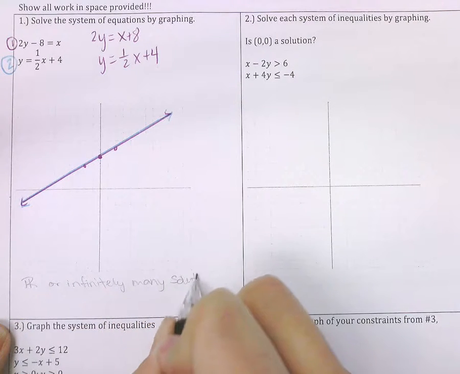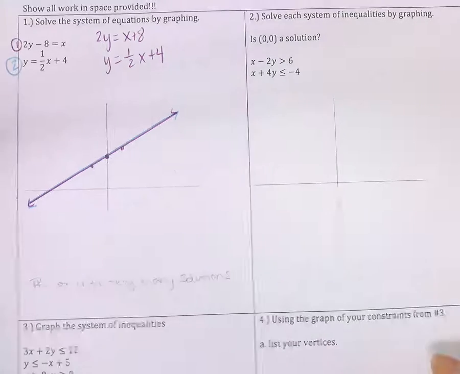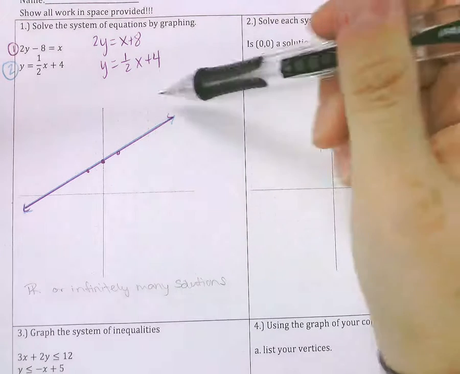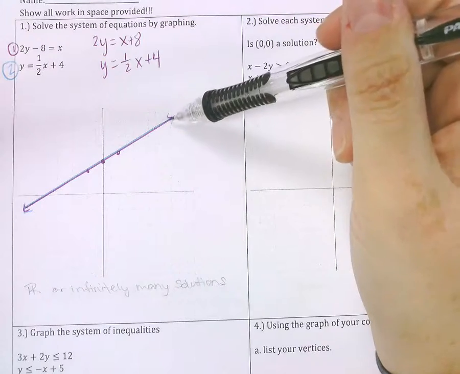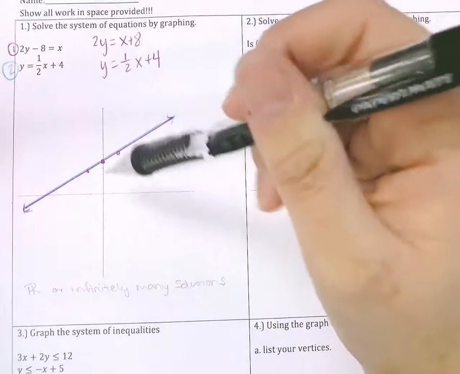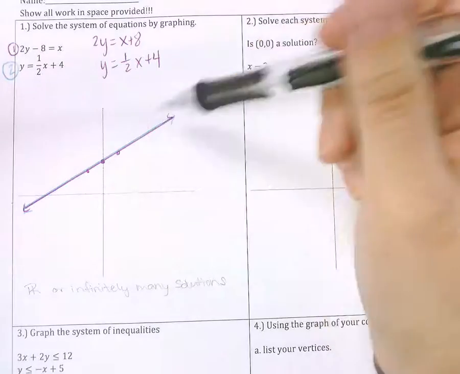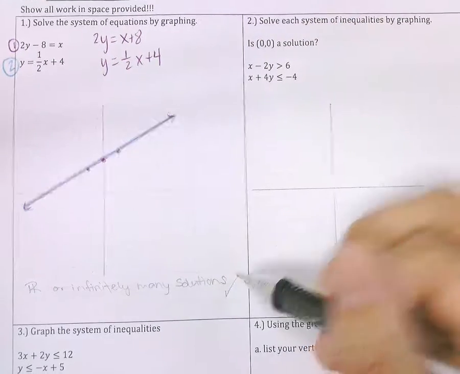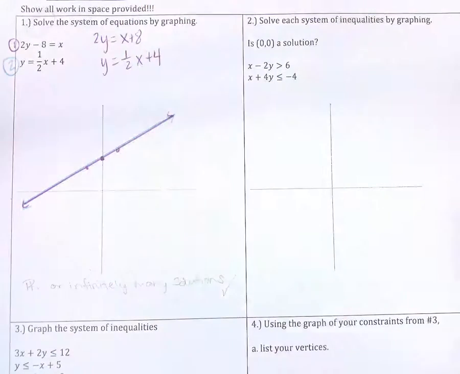Many people on this last quiz did not put what the answer was. When you're solving a system of equations, you're looking for what? What is the solution on a graph? The intersection point. Okay, so when you're solving a system of equations by graphing, you're looking for the intersection point. There is not a single intersection point. There are infinitely many intersection points. So somewhere you need to answer the question. Okay, it says solve.